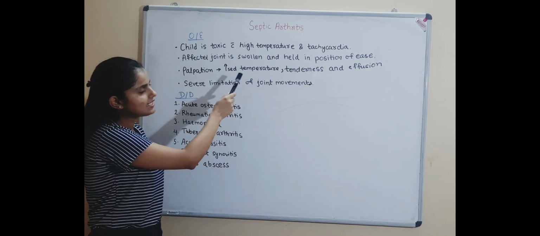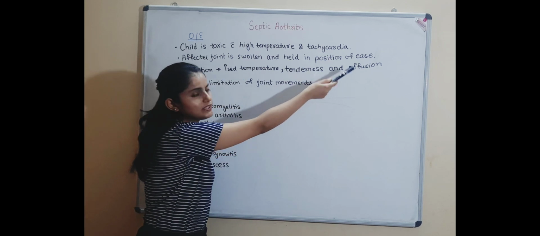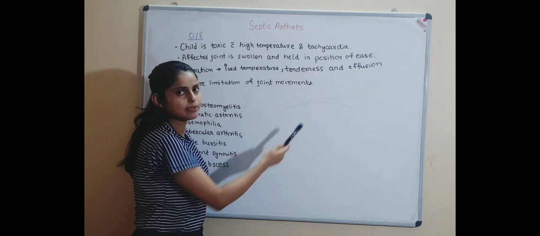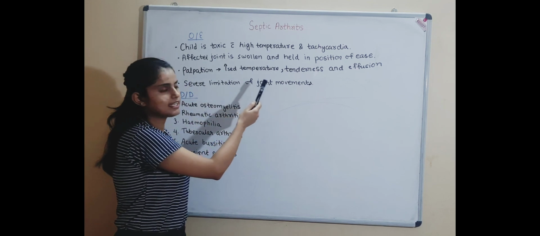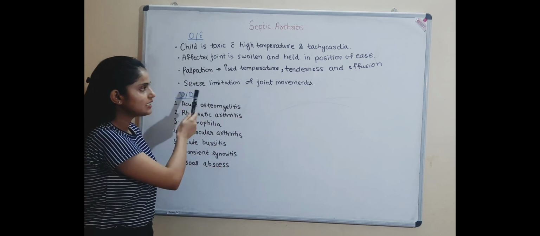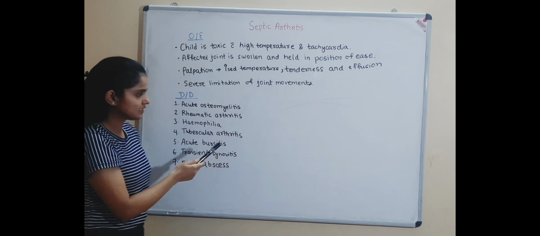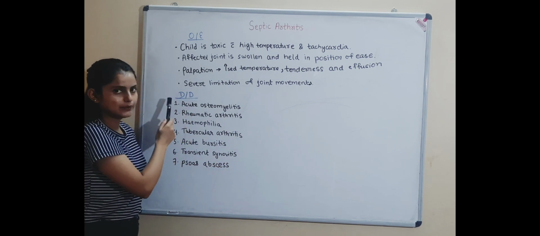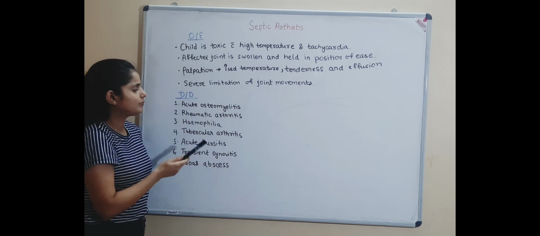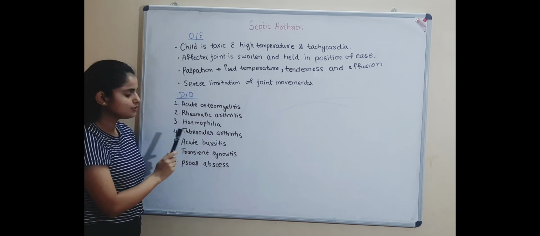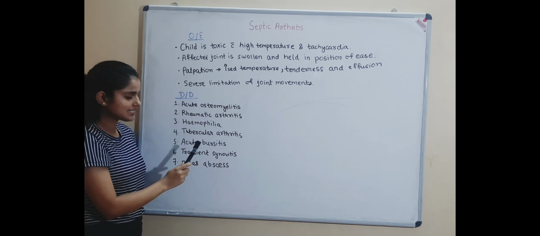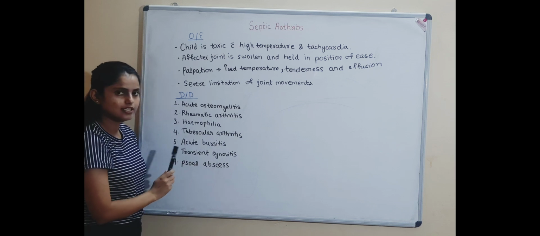The affected joint is swollen and held in a position of ease, which is the position in which the joint has maximum capacity to accommodate pus. On palpation, there is increased temperature, tenderness and effusion, and severe limitation of joint movements in all directions. The differential diagnosis can be acute osteomyelitis, rheumatic arthritis, hemophilia, tubercular arthritis, acute bursitis, transient synovitis and psoas abscess.